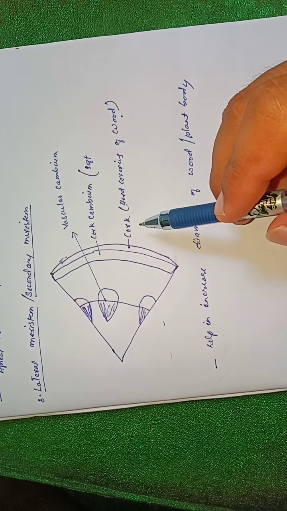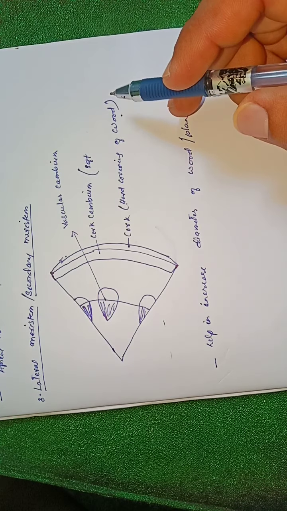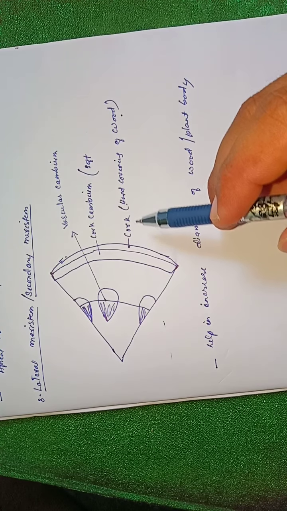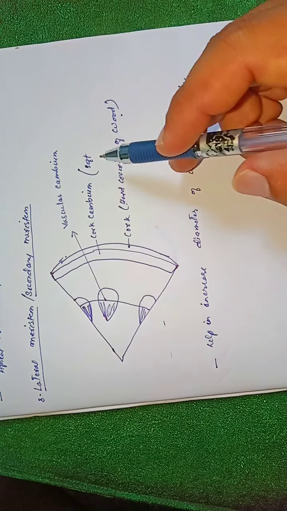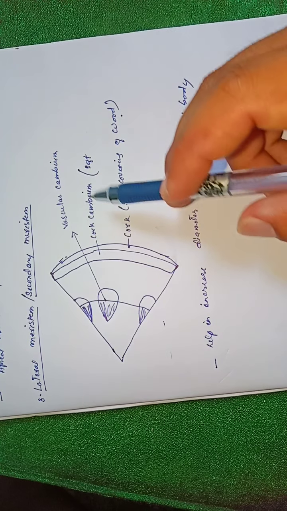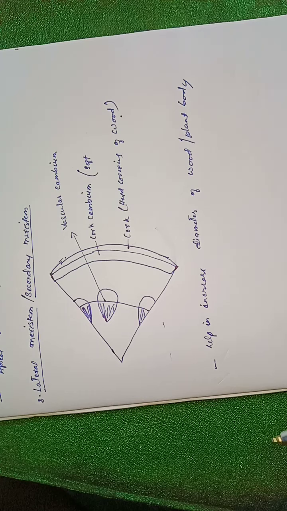And this cork is the outermost hard covering called the bark, and this cork cambium is found just inside the cork. So the soft tissue found on the inner side of this cork is called the cork cambium, and these are the lateral or the secondary meristem.